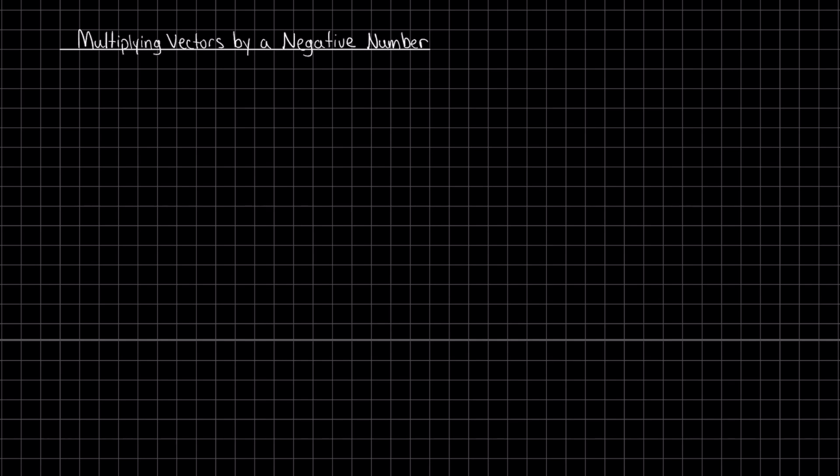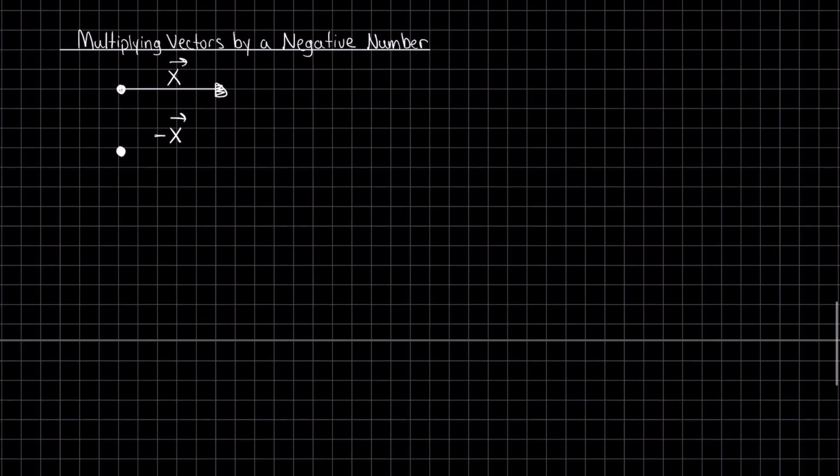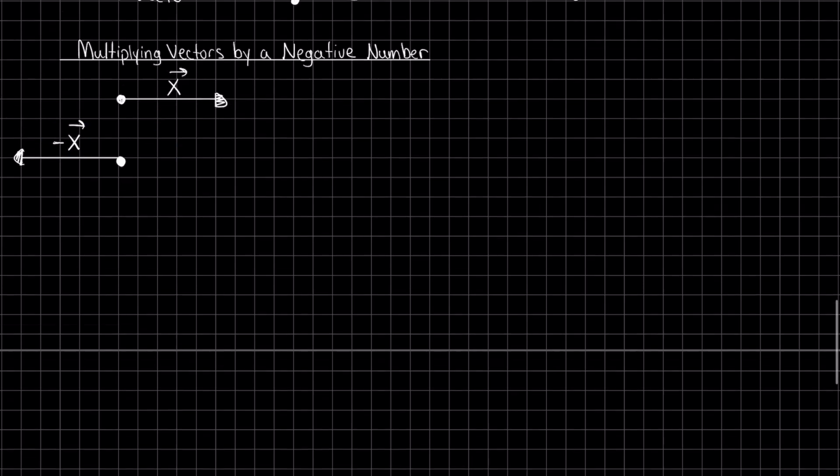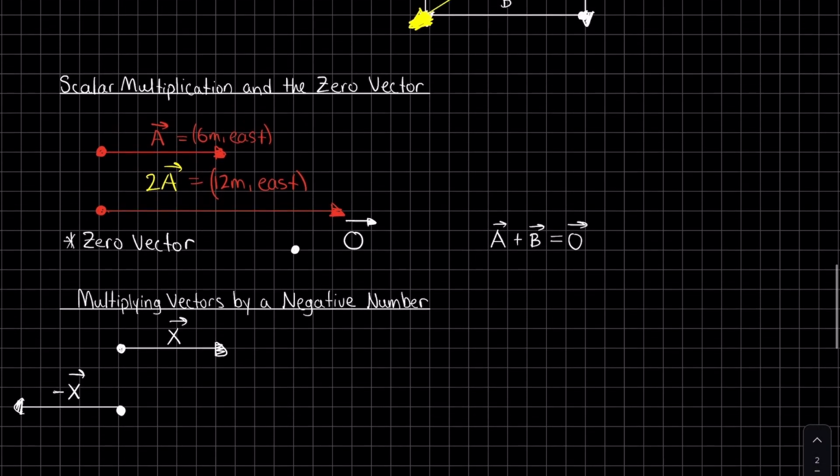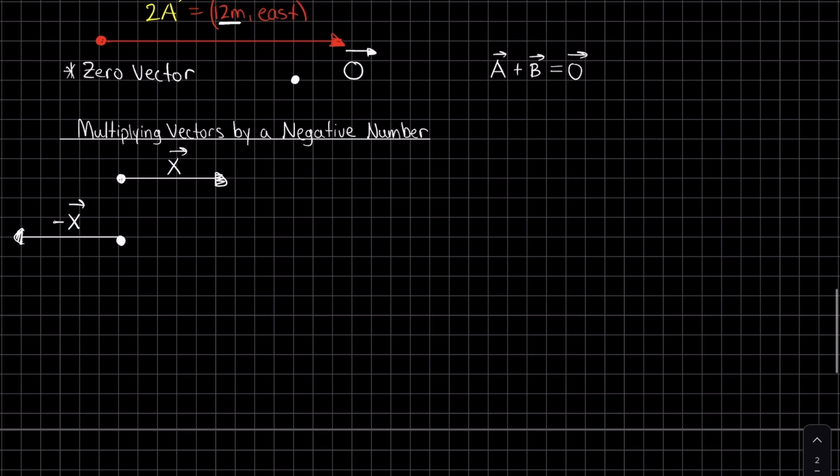Let's say I walk 5 meters east. I draw my tail, and I'm going to draw the length of this vector to be 5 meters to the east. I'm going to call this vector x. If I multiply this vector by -1, I'm going to be finding negative x. To get negative x, I'm going to flip my vector to point it in the opposite direction, and that would be negative x. So multiplying by a scalar affects the magnitude, but multiplying by negatives affects the direction.